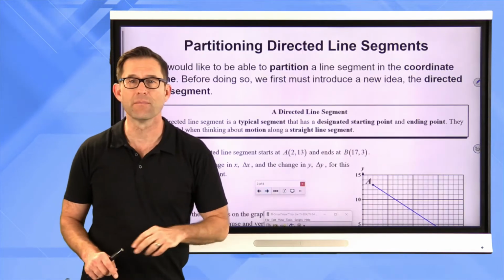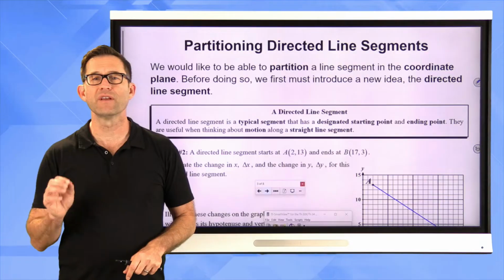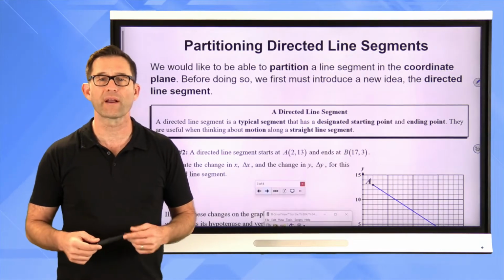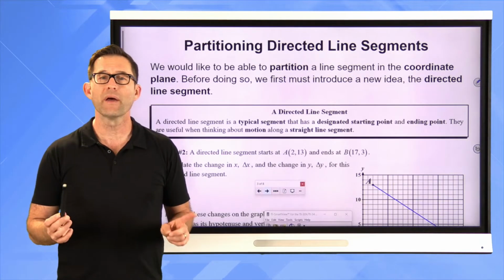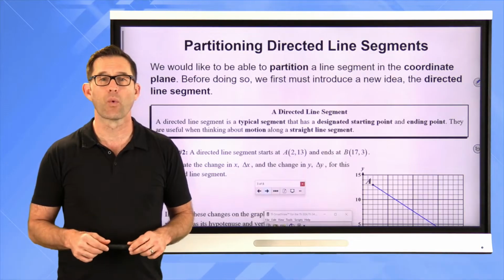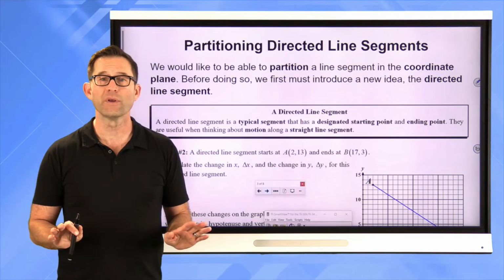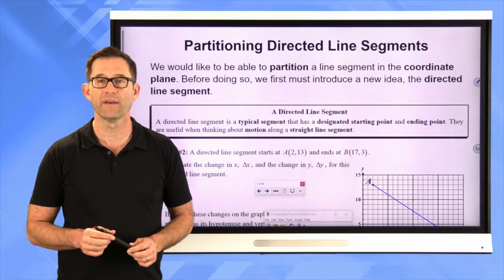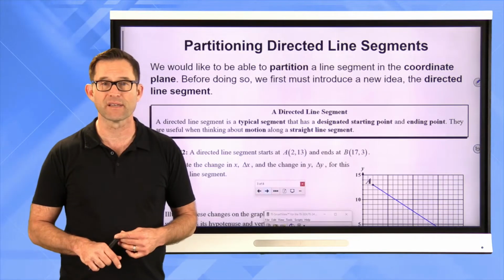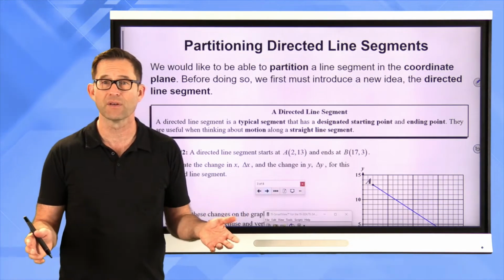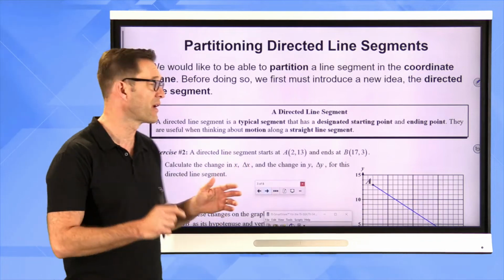All right, let's keep going. So now let's look at the partitioning of directed line segments. We would like to be able to partition a line segment in the coordinate plane. Before doing so, we first must introduce a new idea, the directed line segment. We already know about line segments. Now we're going to talk about what are called directed line segments.